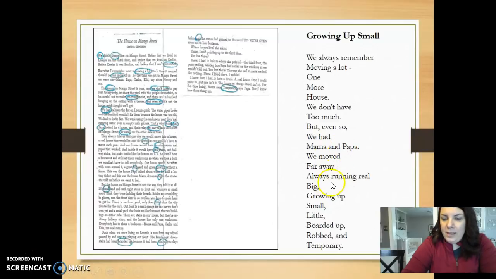And then I love this picture that I never would have thought of on my own unless I was doing a found poem, running real big. I mean, that is such a cool word picture that I never would have written unless it was a found poem. And growing up small. And that's how she felt in our story. She was growing up small, boarded up in those houses. So the theme will naturally arise and will probably parallel or be similar to your article.